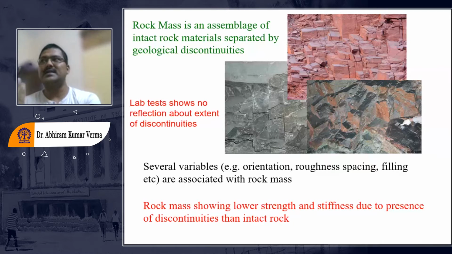Now, if no joints are there in the sample, and if joints are there in the sample, what will be the compressive strength of the rock mass? So this way we can find out the effect of these joints when we are finding the strength of the rock mass. And that's why it is very important in our rock in situ strength determination.